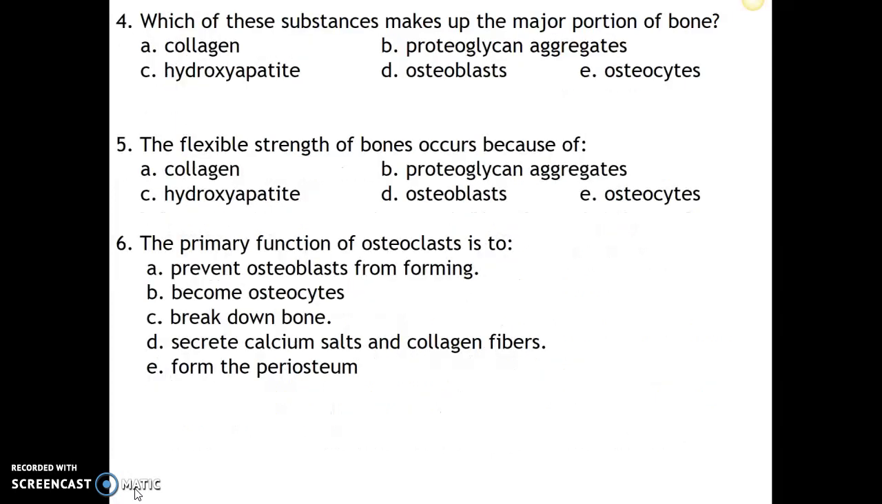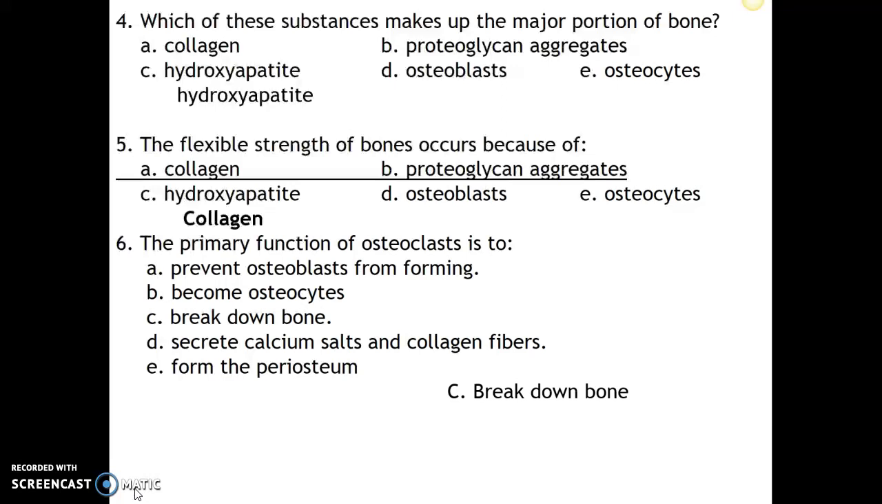4. Which makes up the major portion of the bone? It is the calcium phosphate crystals called hydroxyapatite. Flexible strength of bones is because of the collagen fibers, makes them flexible and strong. They can actually bend before they snap. Primary function of osteoclasts, of course, clast is to chew, so they remove calcium and they break down the bone.